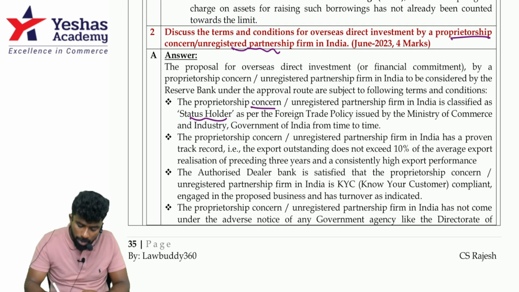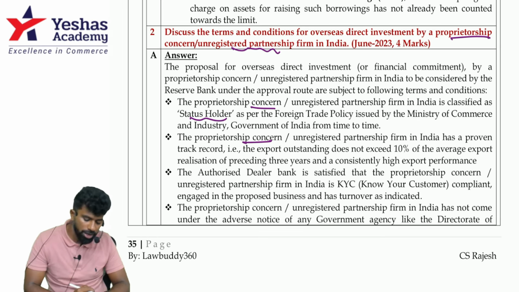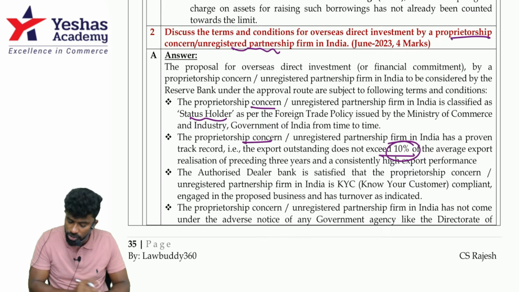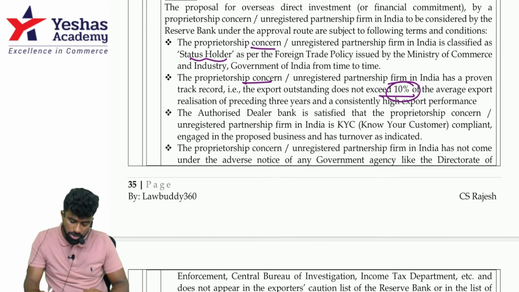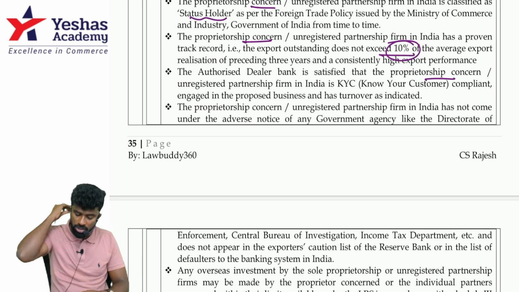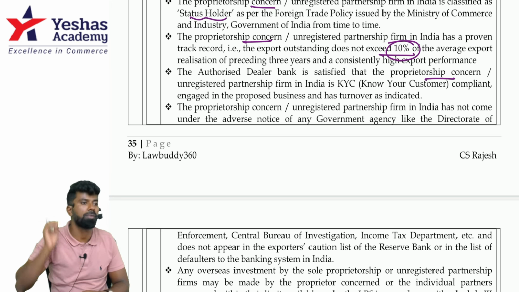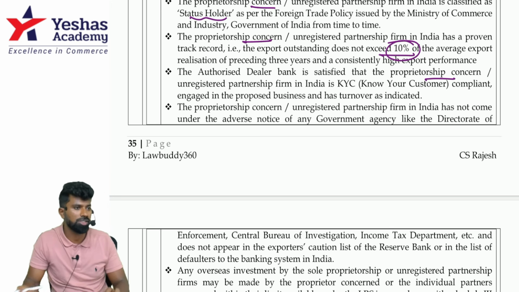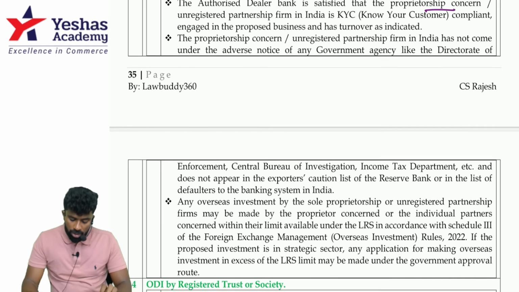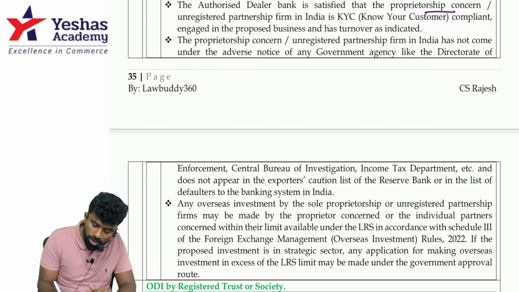Next one. The partnership or proprietorship concern in India has a proven track record and the export outstanding does not exceed 10%. The authorized dealer bank is satisfied that the proprietary concern or unregistered partnership firm is KYC compliant. Means they have already complied with the KYC documents. The reporting proprietorship concern or unregistered partnership firm in India has not come under what notice?